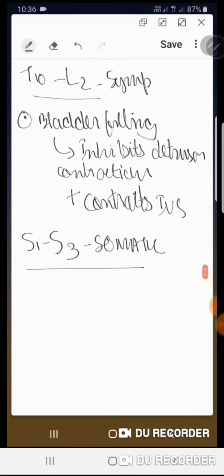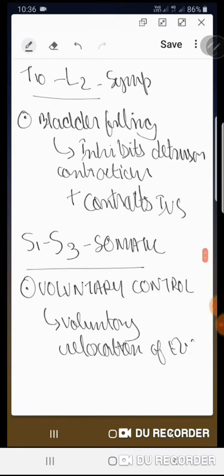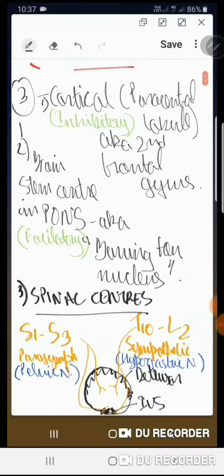Coming to the somatic part, the somatic is responsible for voluntary contraction or control. Basically, it causes relaxation of the external urethral sphincter.